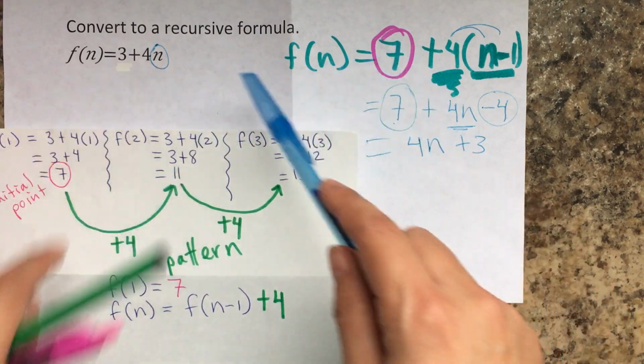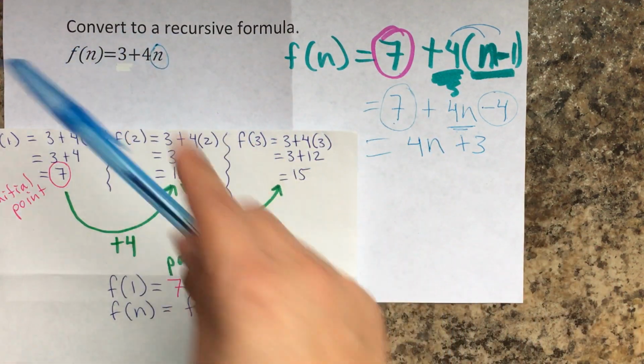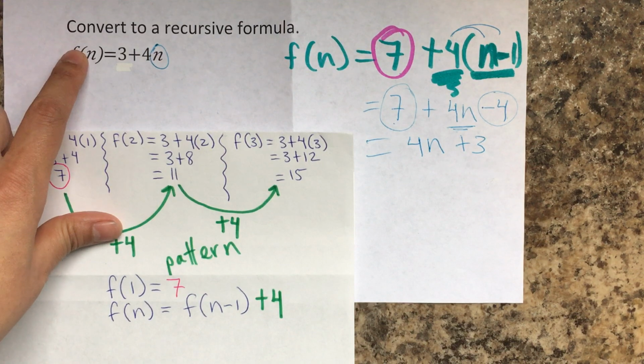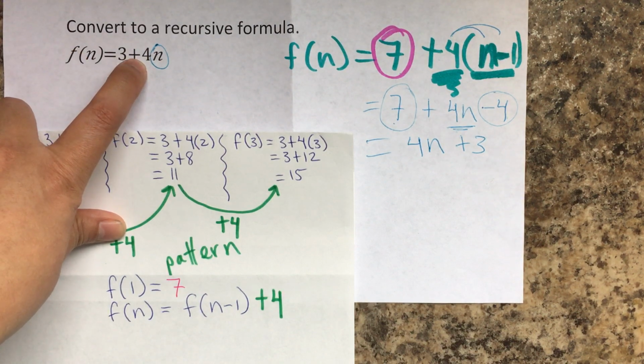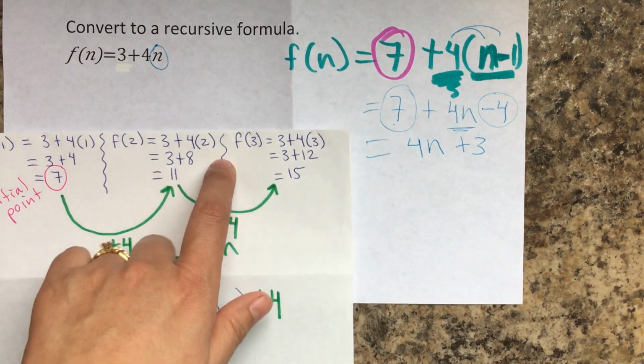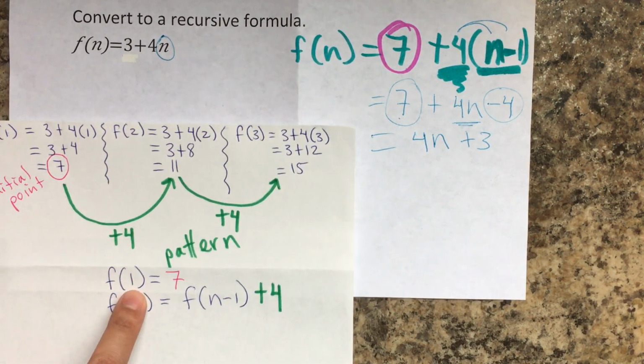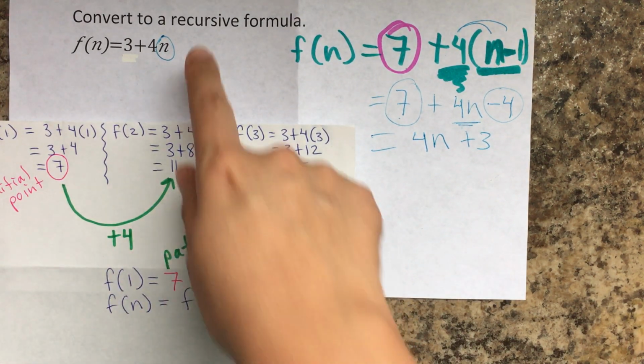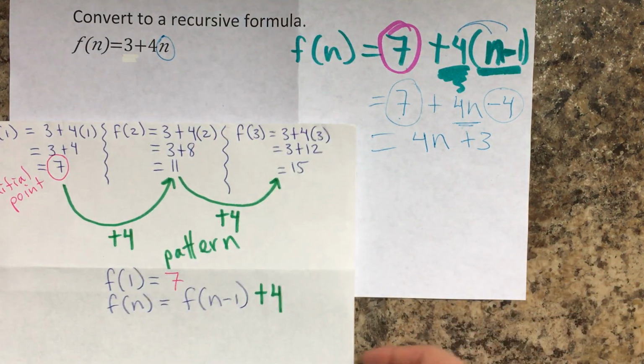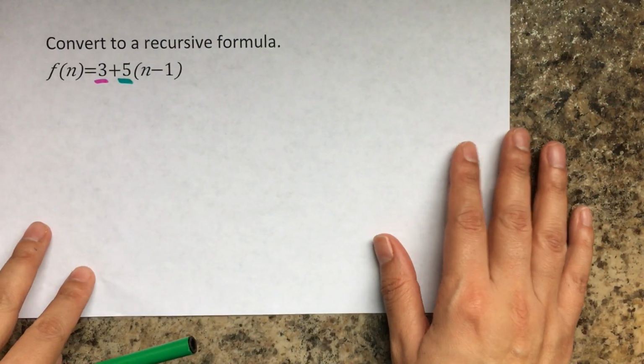So if they give me the function simplified, I can do this, and from here I can get the explicit formula not simplified or the recursive formula. Okay, but in here they're asking me to do the recursive. Okay, let's try another one. What about this one?